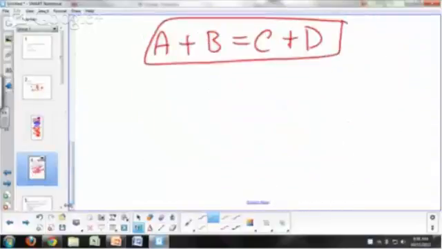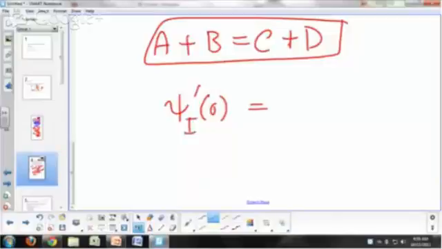What would be the requirement for the first derivative? The first derivative of psi at x equals 0 must be the same whether you're coming from the left or you're coming from the right. So the derivative of psi 1 must be equal to the derivative of psi 2 at x equals 0. So what's the condition here?